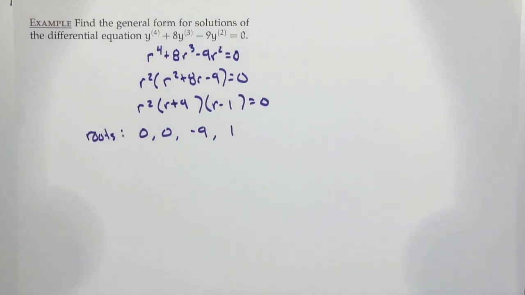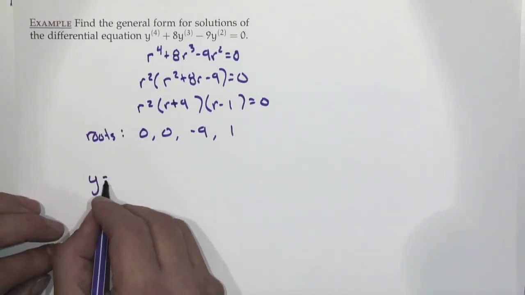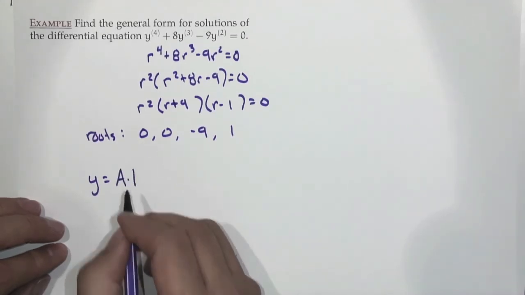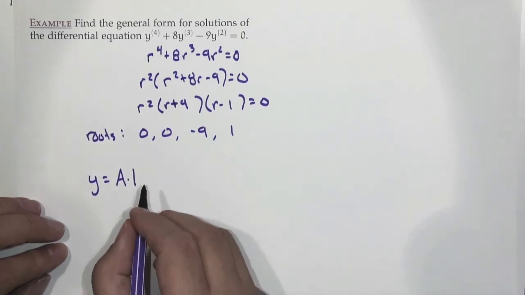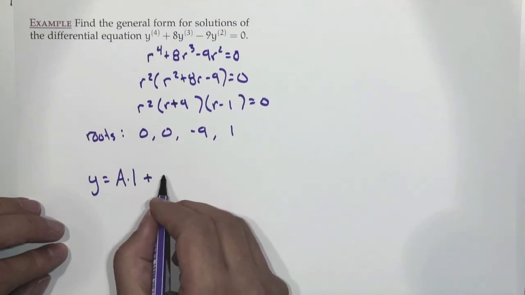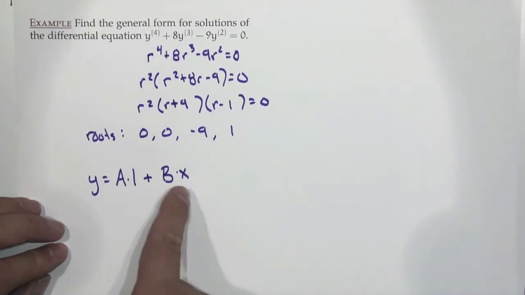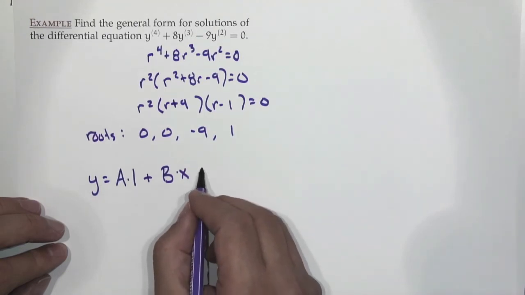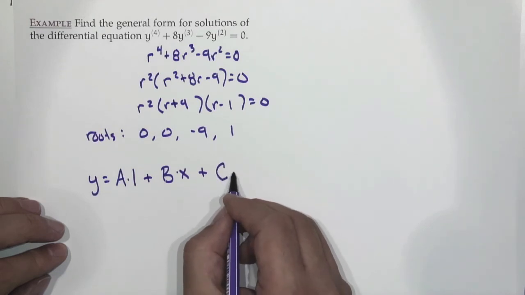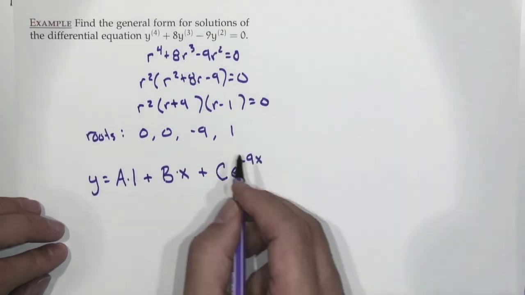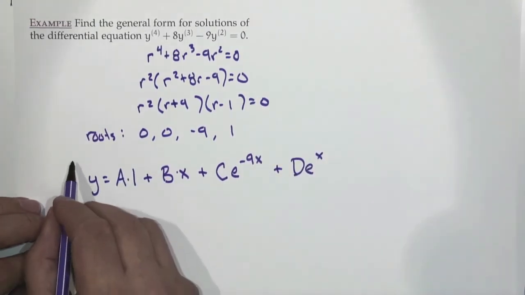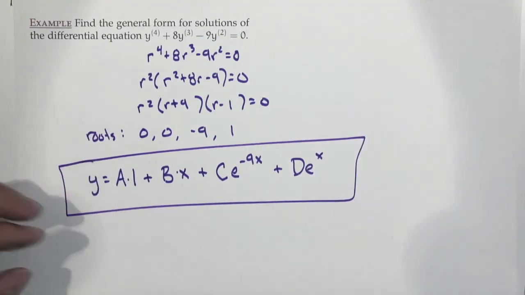All right, let's go through the roots and find our functions. The root of 0 will give us what function? Yeah. A times 1, right? And when we say general form, got to have the constants. The second root of 0 will give us what? B times x. It's been bumped up. The negative 9 will give us what? C e to the negative 9x. And the 1 will give us d e to the x. And that's the general form.